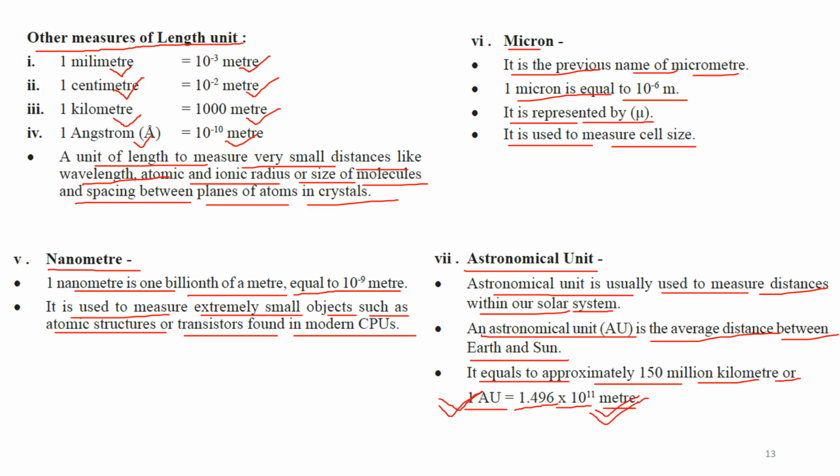1 AU is 1.496 into 10 to the power 11 meter. It's nothing but the astronomical unit. Okay, it is the average distance between the Earth and Sun.